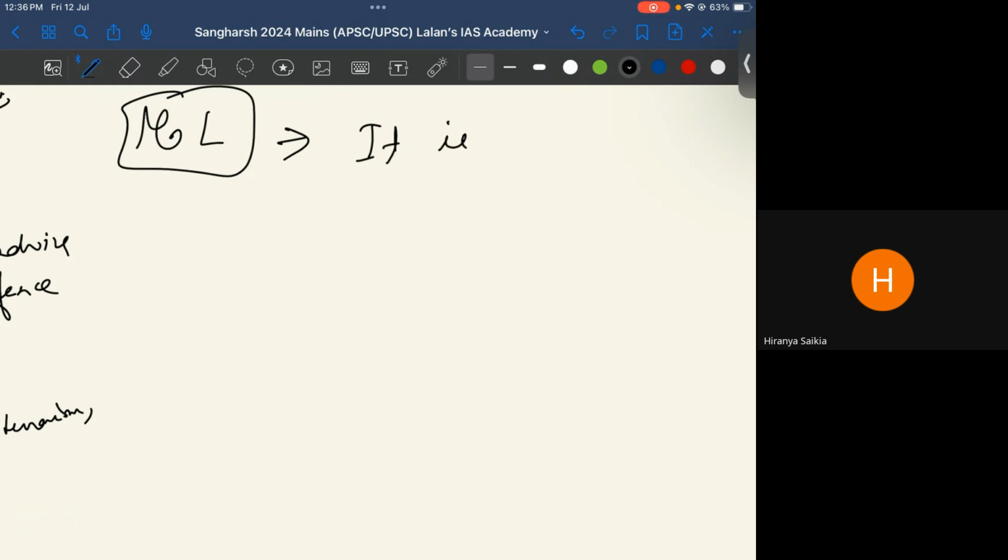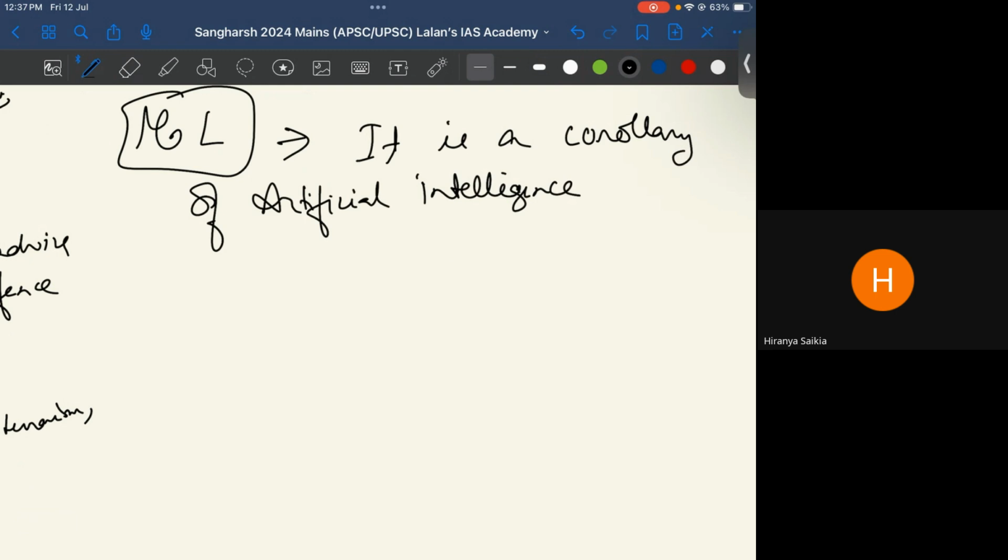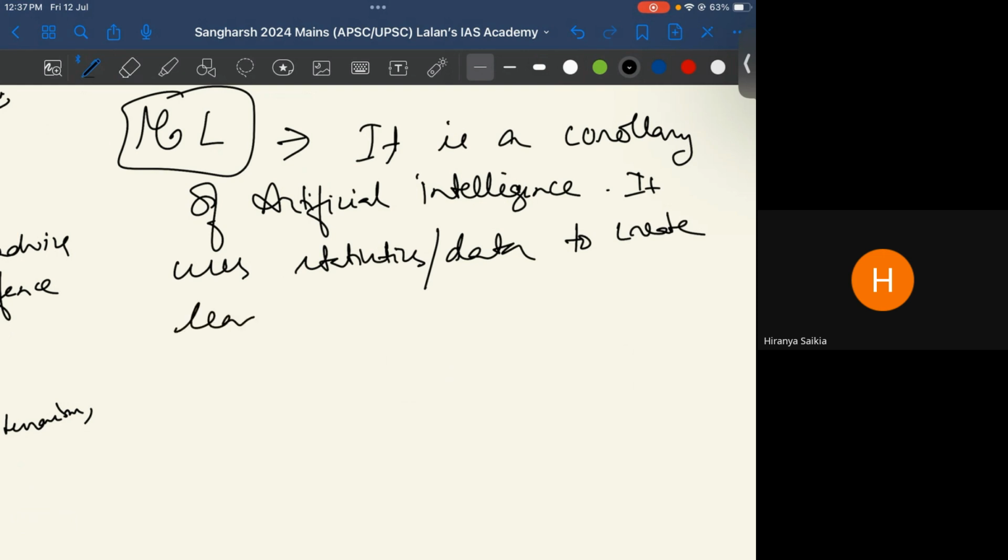It is a corollary of artificial intelligence. It uses statistics or data, that is why they say data is oil nowadays, data is needed, so data processing has to be done, data has to be given. So it uses statistics or data to create learning, to create algorithms.